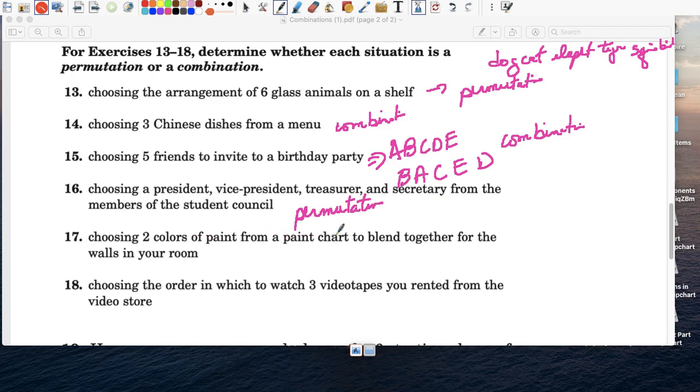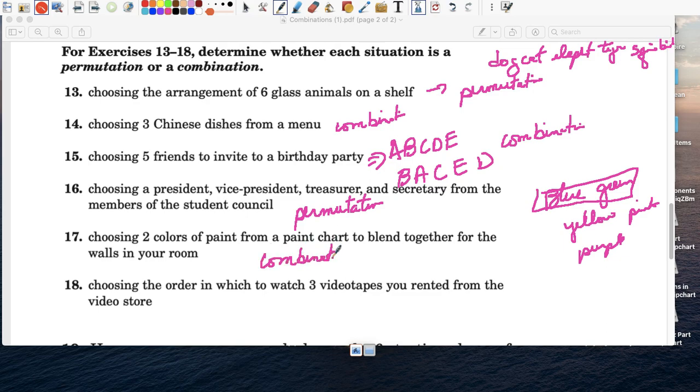Choosing two colors from a paint chart to blend together for the walls in your room. Let's see. Let's say you had blue and green, yellow, pink, purple. And you're going to choose two to blend for the walls, right? To blend together, to mix. So does it matter if you choose blue and green or green and blue? Or if you chose purple and pink or pink and purple? It doesn't matter, right? So this would be a combination.